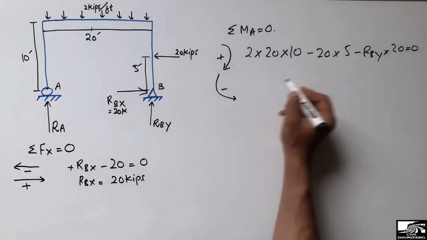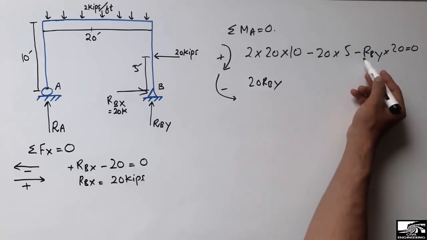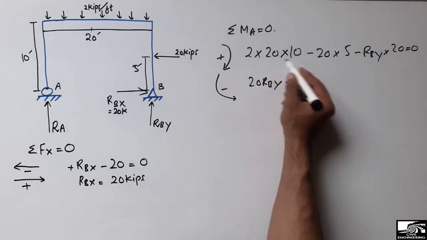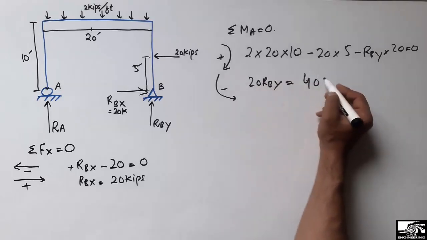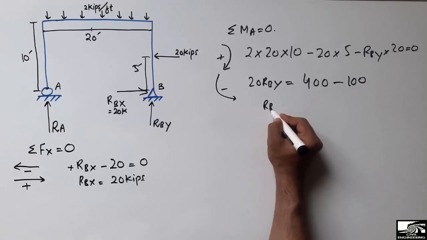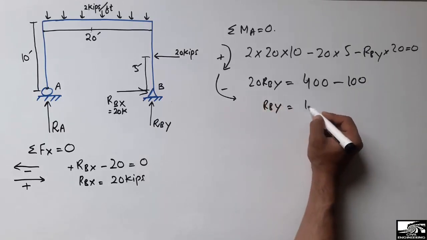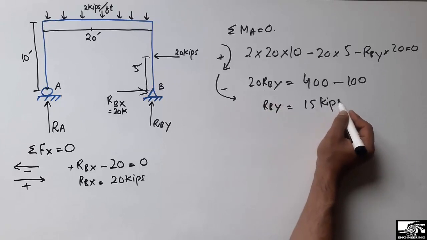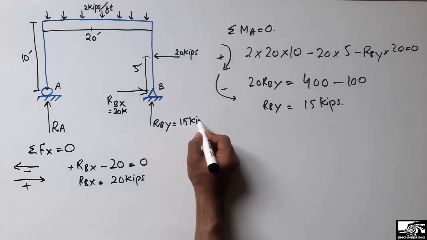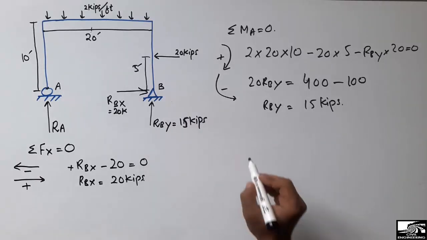By finding the Rby, 20 Rby, I just put this value on the right side, so it will be positive, and by calculating, this will be 400 minus 20 into 500. So Rby is equal to 300 divided by 20, we get 15 kg. So 15 kg is the vertical reaction provided by point B, which is the hinge support in the vertical direction.